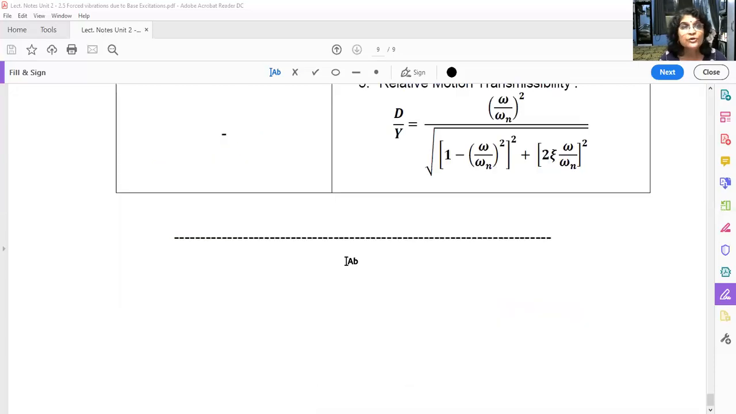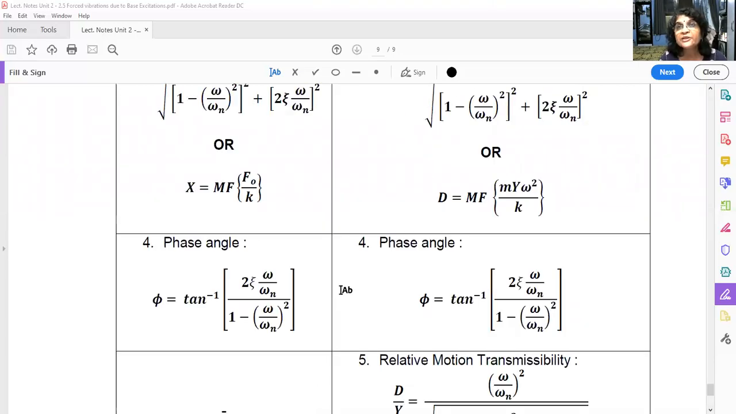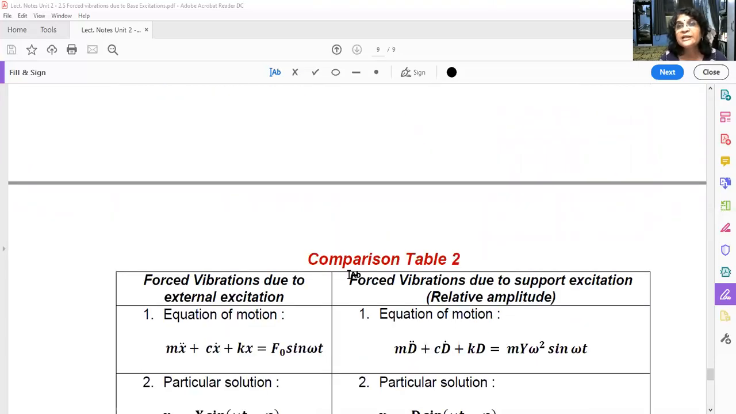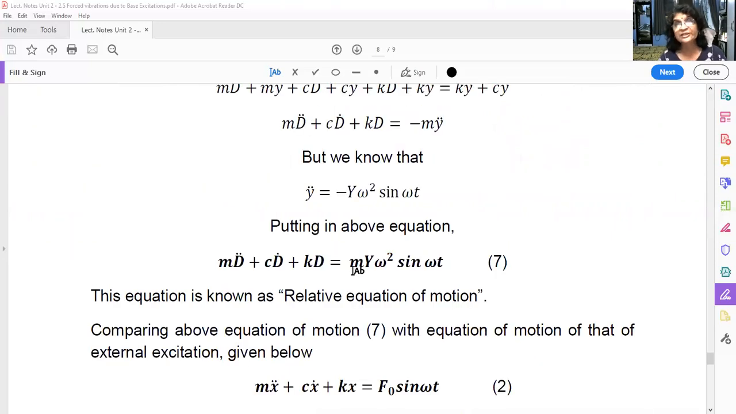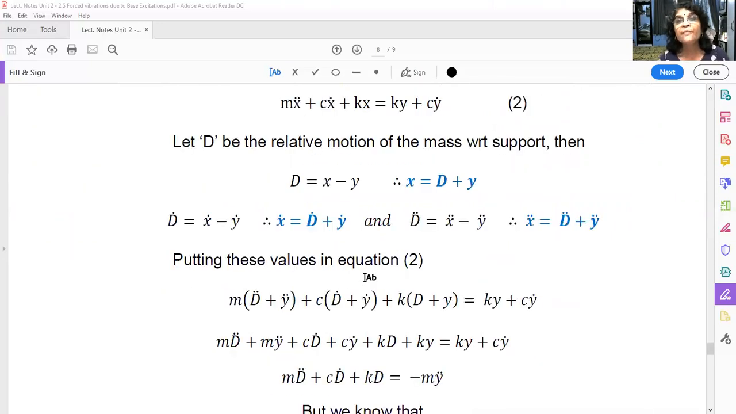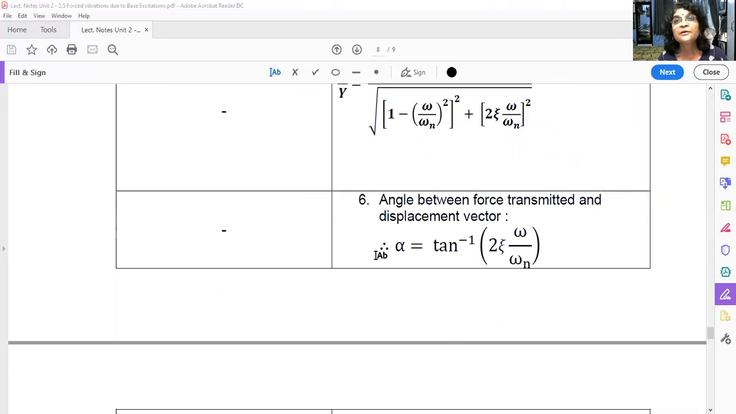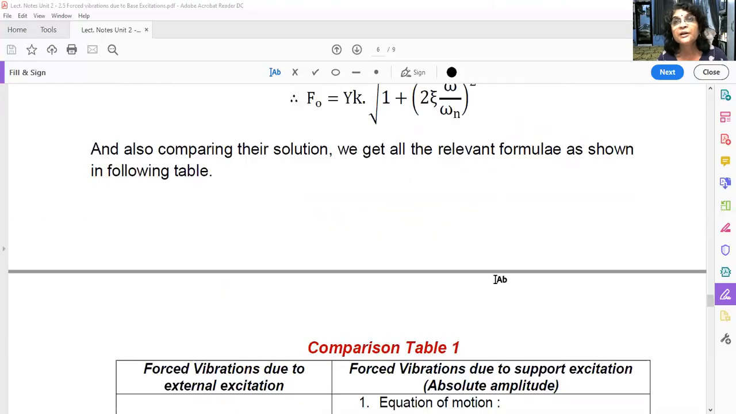Okay, so here we are ending the lecture. Now immediately I will be taking the next lecture. Okay, that is, you can say, transmissibility. Okay, let me stop here so that I can start the other lecture immediately.